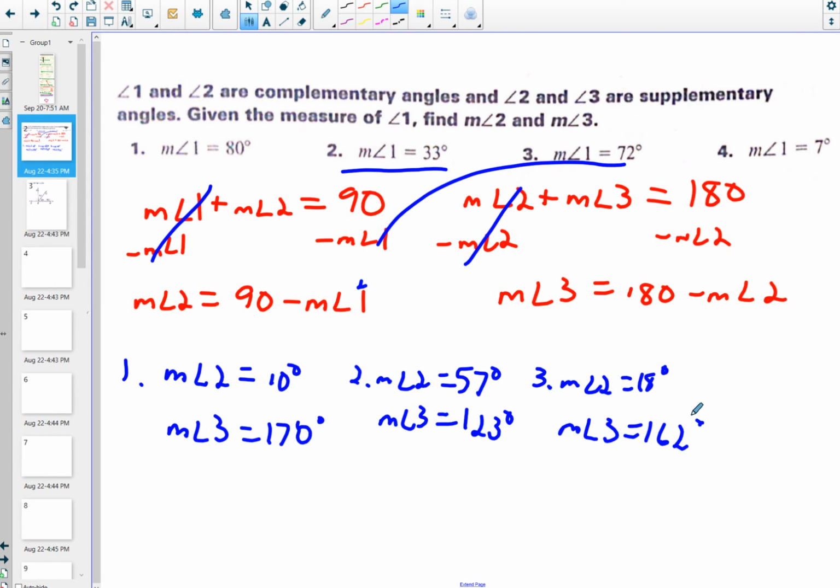162. Joseph, you got the same thing? 162? Jamal, you still need me to do the last one? Alright, let's do that one verbally. What's 90 minus 7? 83. It is 83. Very good. So angle 2 would be 83. What's 180 minus 83? 97. Angle 3 would be 97.